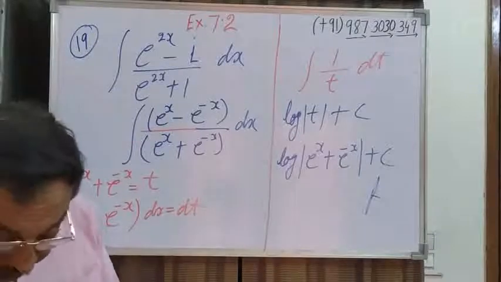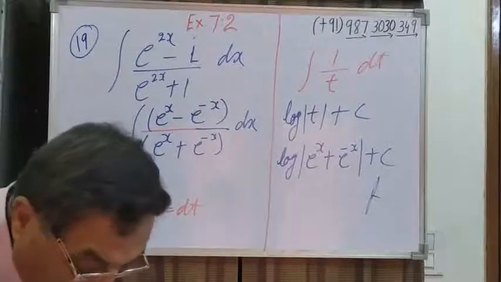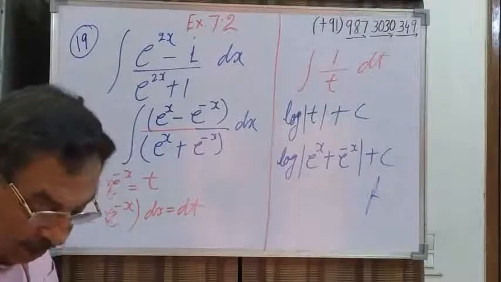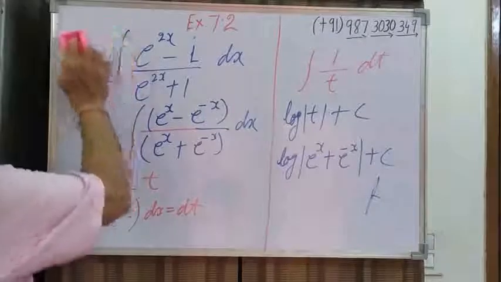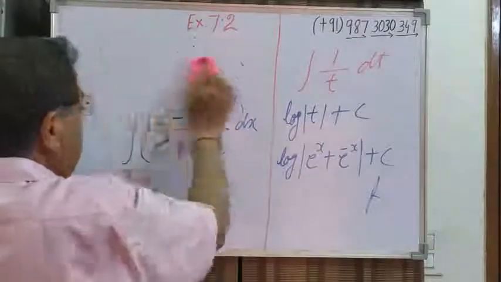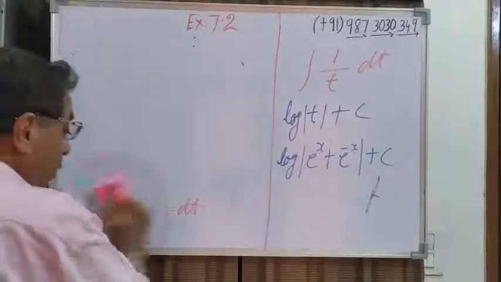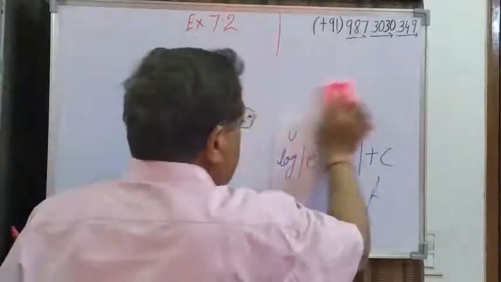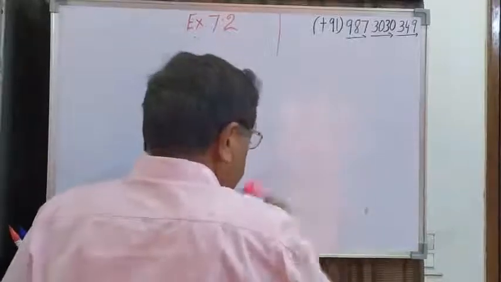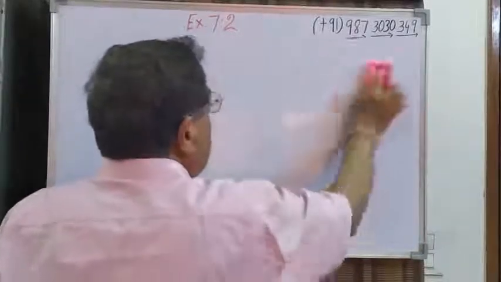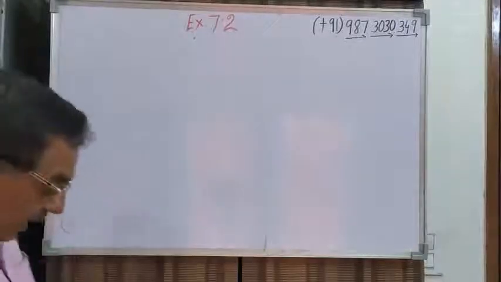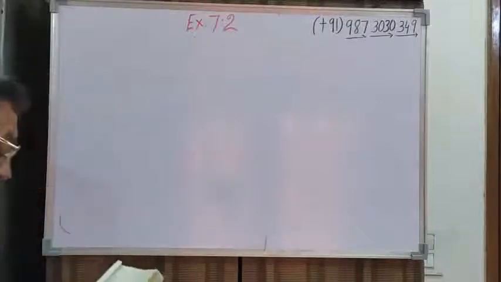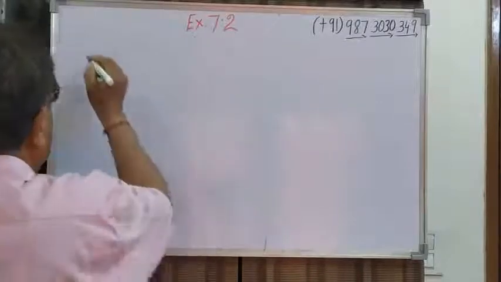So now let us go for the next one. Question number 20 will be done in a similar way. Now we go for the next important question, that is question number 29. So how to solve question number 29? First of all, I am going to write down the question. The 29th question is cot x into log sin x.